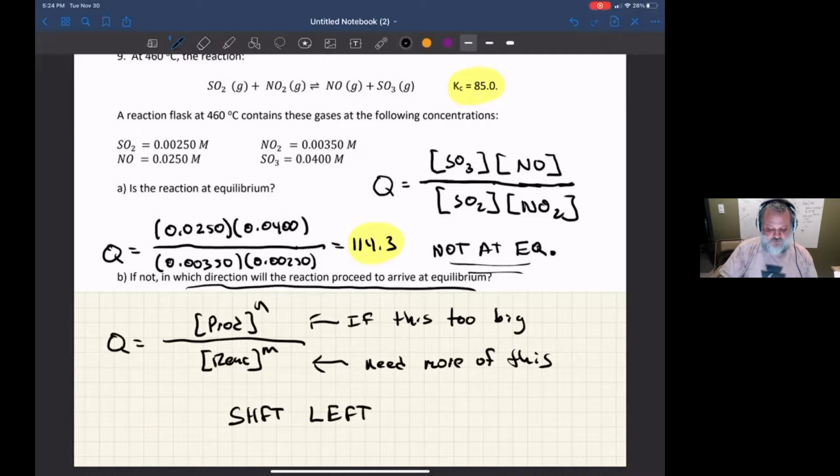It's going to shift left. And so that's the final answer. The reaction's not at equilibrium. It's going to shift left to get there. And that's, in calculating Q, how I decided it's not at equilibrium.